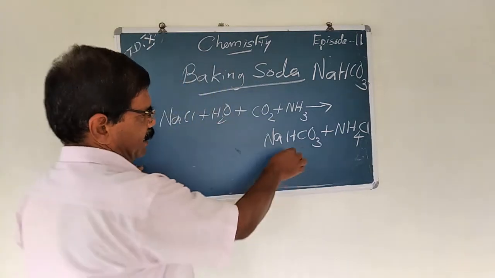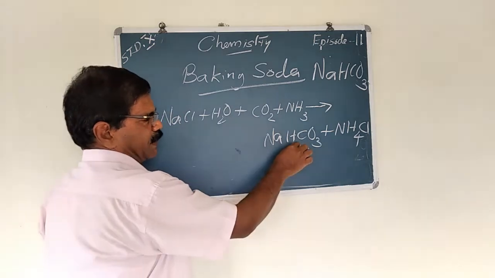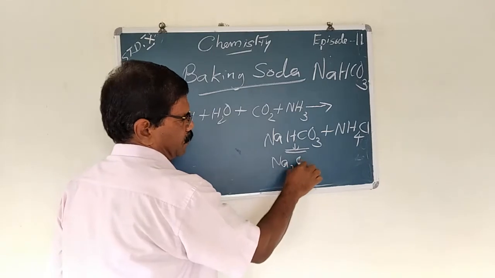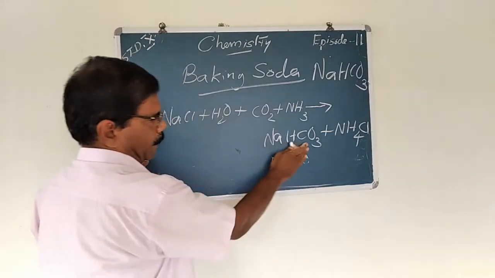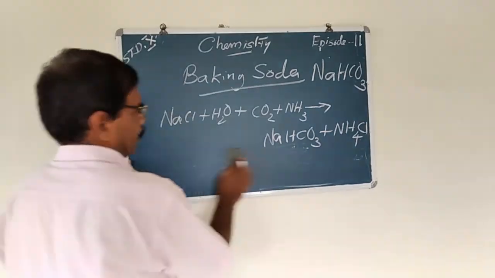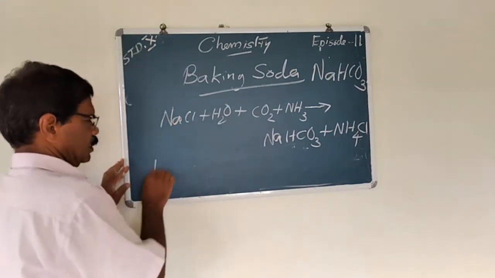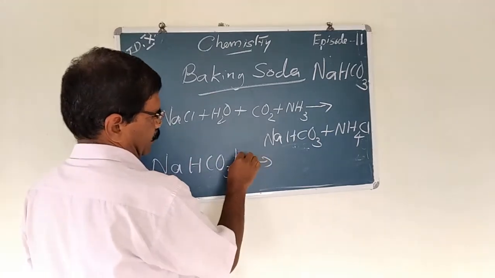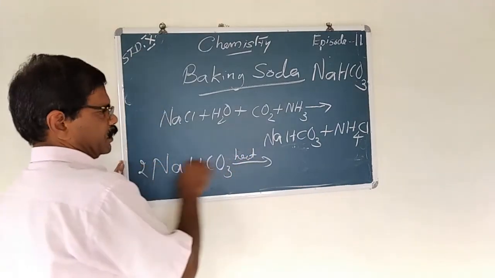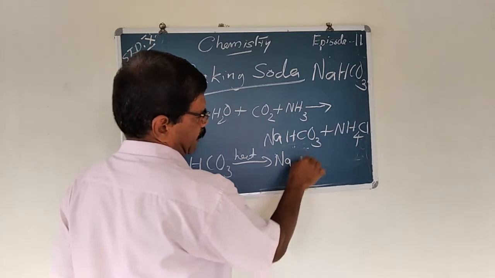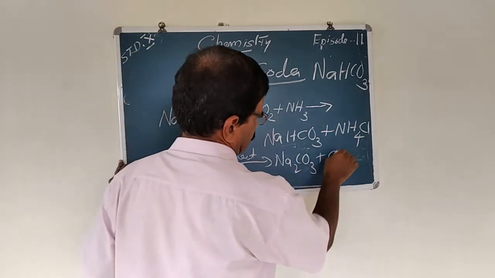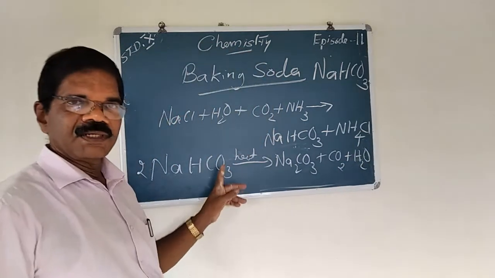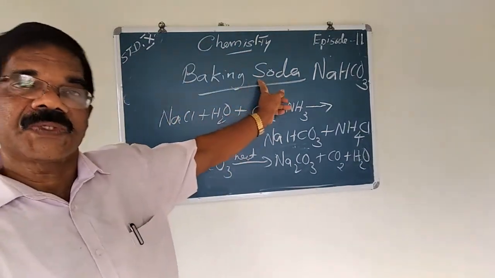On heating NaHCO3, it produces sodium carbonate, Na2CO3, plus CO2 plus H2O. This is baking soda.